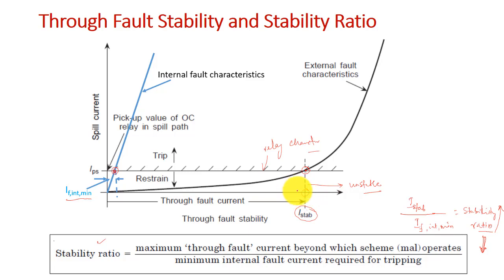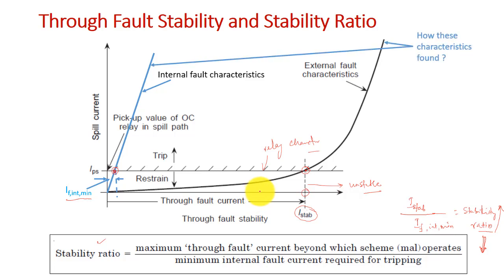So therefore, when the stability ratio value becomes more, your differential protection scheme is more stable. That means the through fault stability is enhanced when the stability ratio is more, right? Okay, we'll talk more about this, how to overcome these situations.